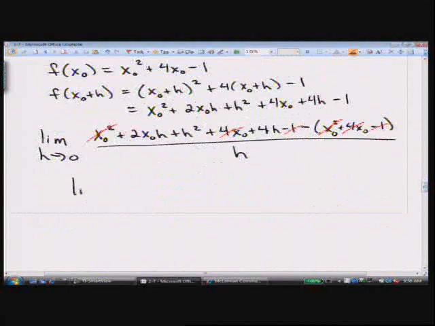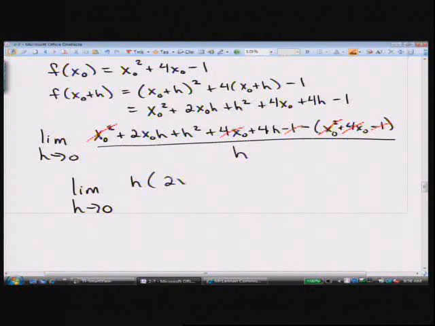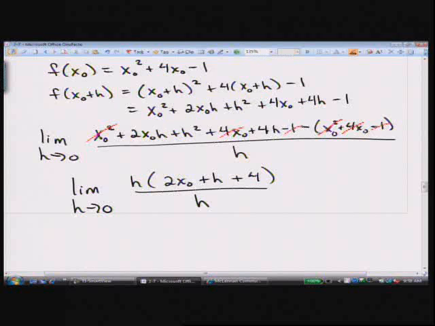So this is the limit as h goes to 0 of h times (2x naught plus h plus 4) all over h. Do y'all agree? So I just factored h out of each piece in the numerator that was left. Now I cancel the h's, and when I plug in, I get 2x naught plus 4. That is the slope of my tangent line.